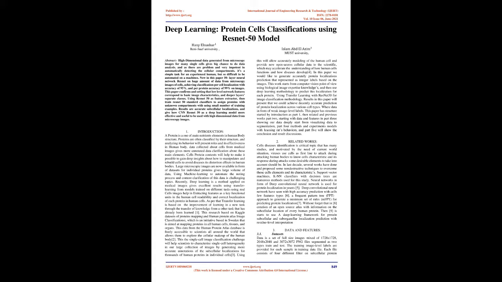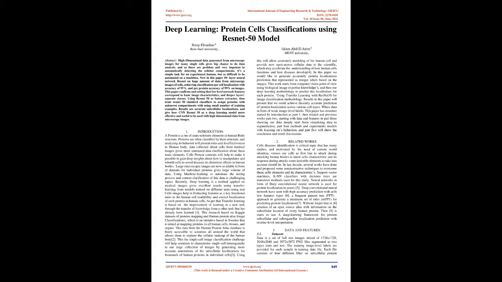Now in this paper, a 50-layer neural network, ResNet, is applied on a huge amount of data from microscopy images of cells, achieving classification per cell localization with an accuracy of 95%, and per protein accuracy of 99% on images. This paper confirms that low-level network features correspond to basic image characteristics, and deeper layers separate classes.